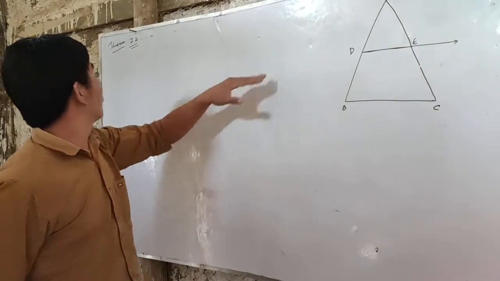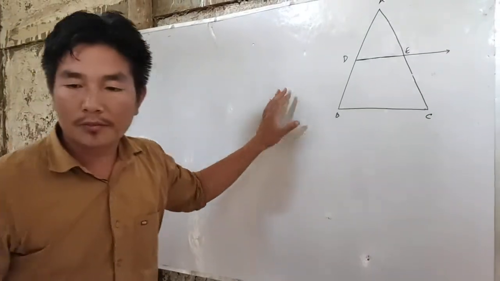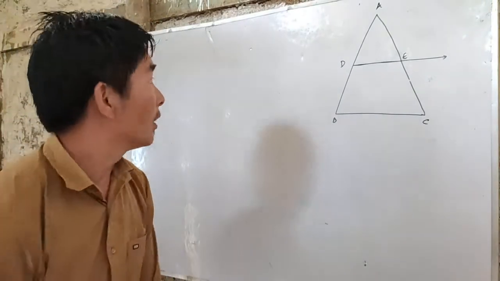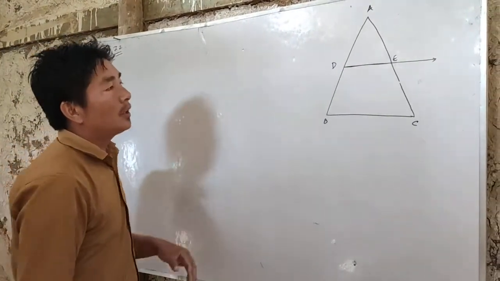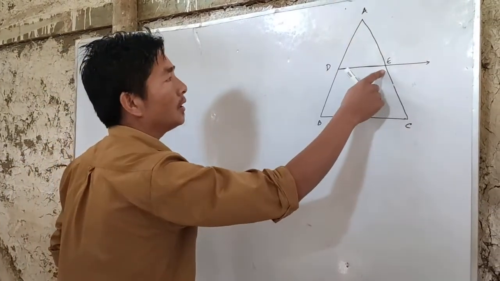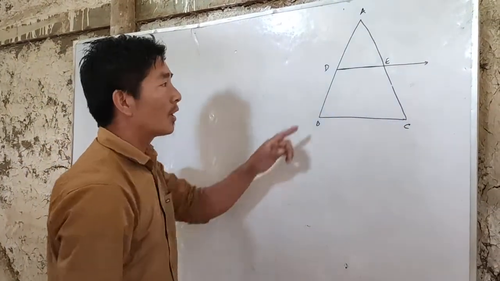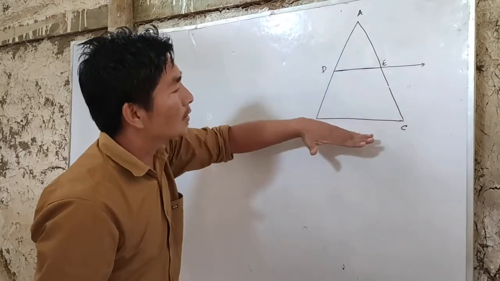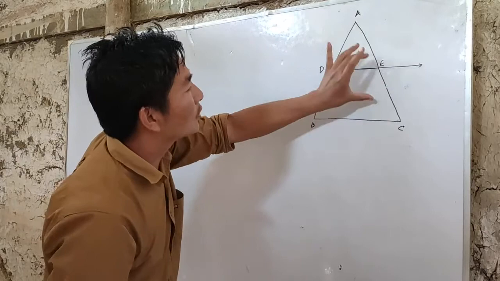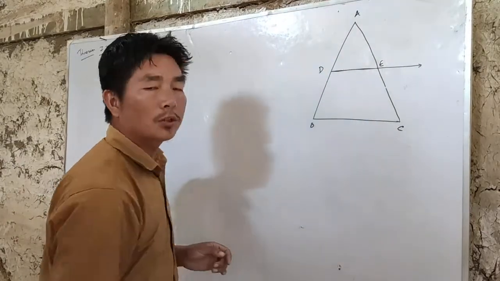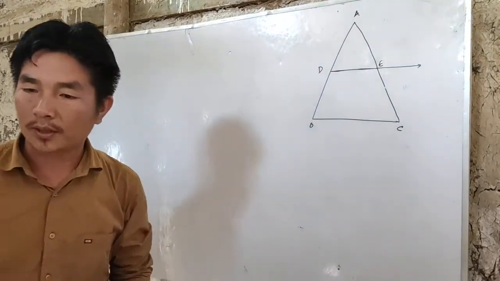Okay, now let us go to theorem 7.2. That is nothing but the converse of the basic proportionality theorem. This theorem states that if a line DE of a triangle is drawn in such a way that it divides two sides in the same ratio, then that particular line is parallel to the third side.